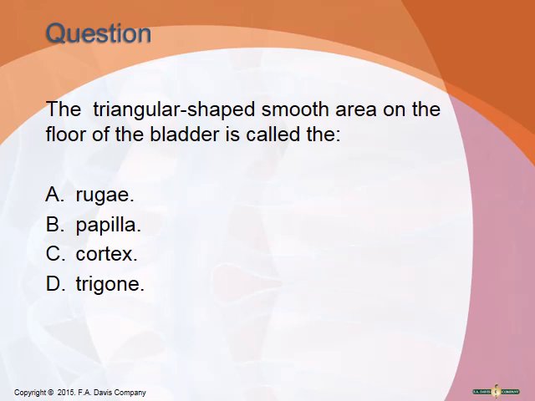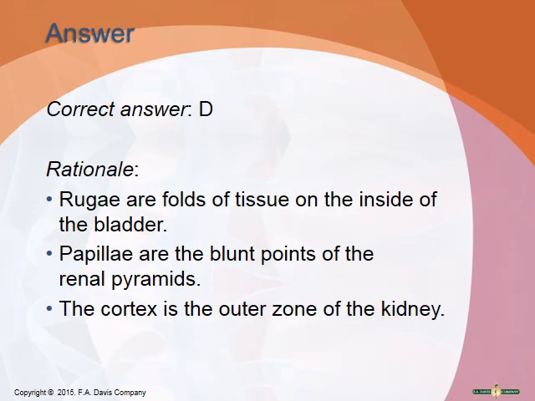This question is: a triangular shaped smooth area on the floor of the bladder is called, and the answer would be D. The rugae are the folds. The papilla are the ends of the renal pyramids. The cortex is that outermost region of the kidney that contains the nephrons mostly. So let's see what we got. Yes, we are correct. The answer is D.